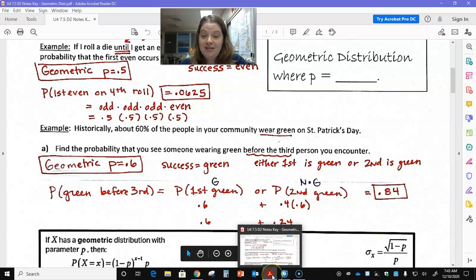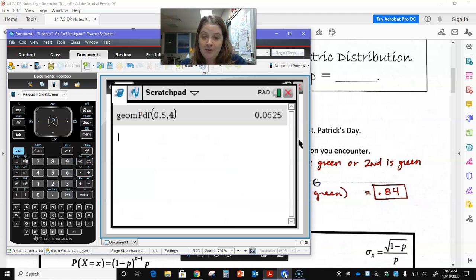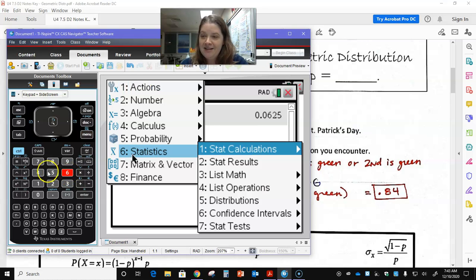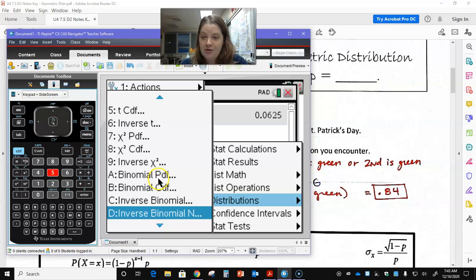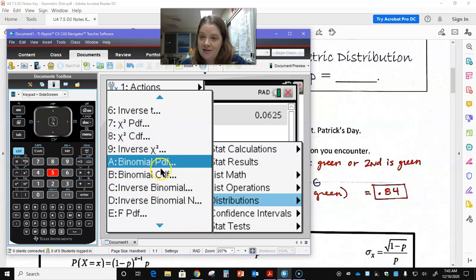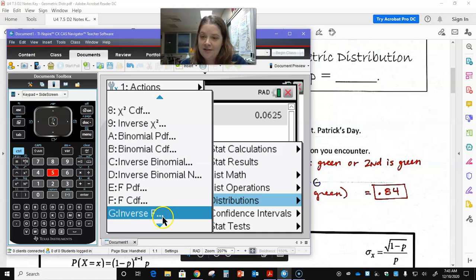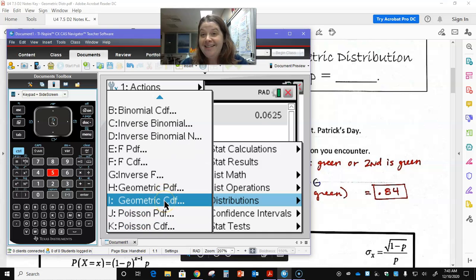I could also do this in my TI-Nspire. Let me bring that up really quick. Because I'm doing multiple probabilities here, I'm going to go Menu, Statistics, Distributions, and scroll down and find, where did it go? There it is. Geometric CDF. This is for a range for more than one X value.